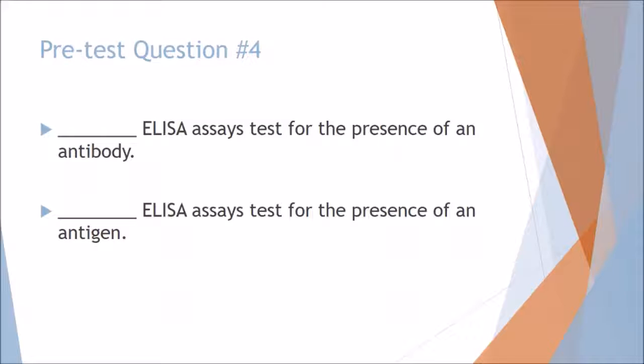And question number 4 is a 2-part question. What type of ELISA assay tests for the presence of an antibody? That would be an indirect ELISA, and one that tests for the presence of an antigen is a direct ELISA, excuse me.